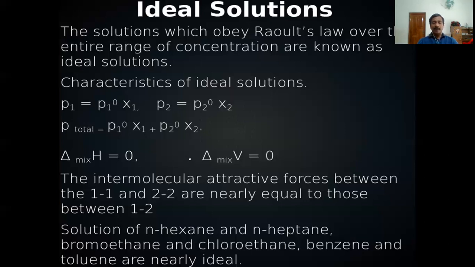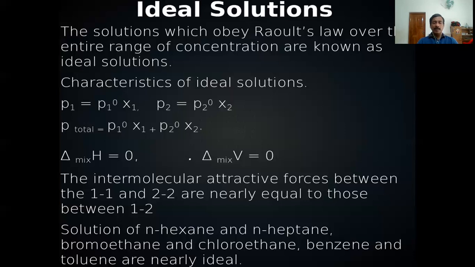For example, normal hexane and normal heptane. Normal hexane means 6 carbon atoms in a single chain. And normal heptane, 7 carbon atoms in a single chain. So you know, in between hexane only van der Waals forces are acting. Heptane also van der Waals forces are acting. And the difference is only in the number of one carbon atom. So the attractive force may be almost equal. So it can form an ideal solution.